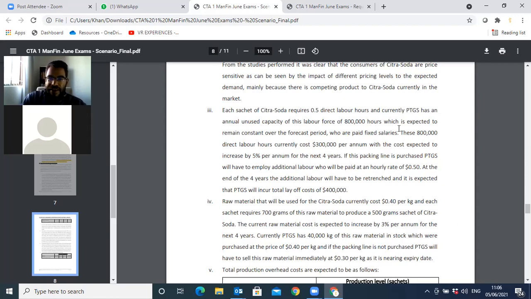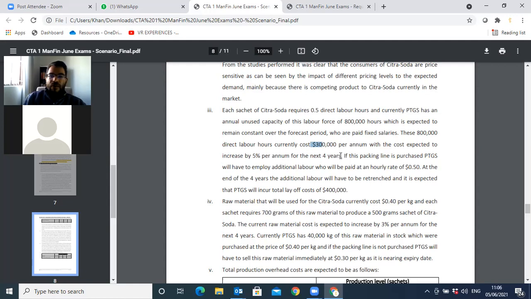Okay, then they say that these 800,000 direct labor hours currently cost 300,000 per annum, with the cost expected to increase by 5% per annum for the next 4 years. If this packing line is purchased, PTG will have to employ additional labor, which will be paid at an hourly rate of 50 cents. At the end of the 4 years, the additional labor will have to be retrenched, and it's expected that PTG will incur total layoff costs of $400,000.